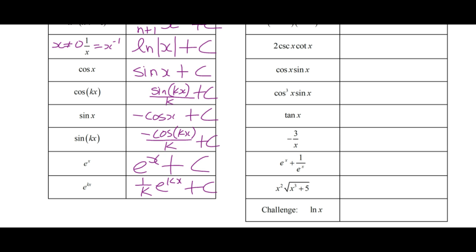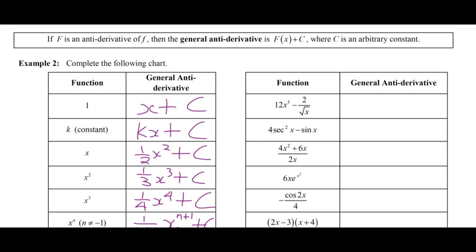e to the kx over k is fine, right? You can write it as 1 over k times e to the kx, or you can write it as e to the kx over k. All right, that was the easy stuff. Now we move into slightly less easy stuff.